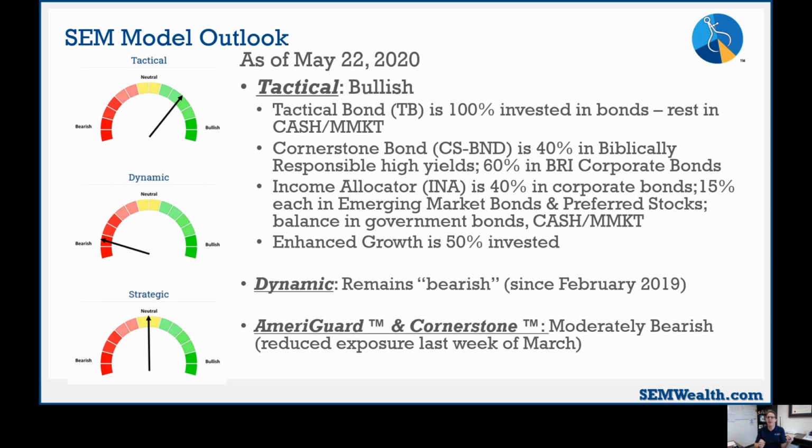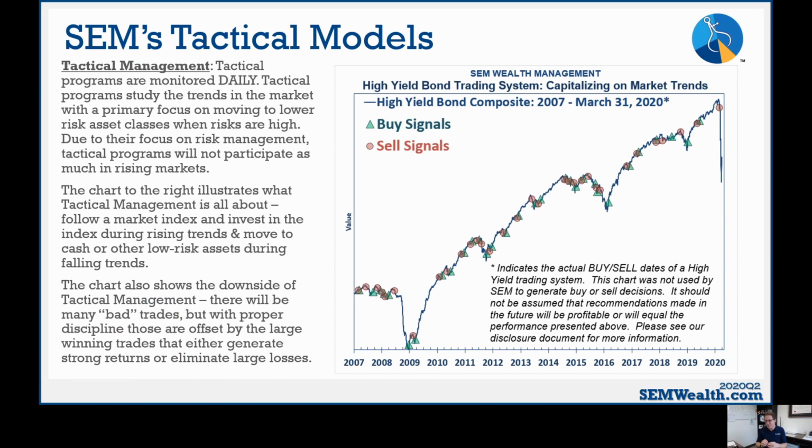Income allocator, another core system that we have here, is heavily invested, even enhanced growth is 50% invested. If you look at our dynamics, they remain bearish, and we'll talk about that here in just a second. And then our AmeriGuard and Cornerstone are kind of right down the middle. So let's look a little bit closer at what we see happening there.